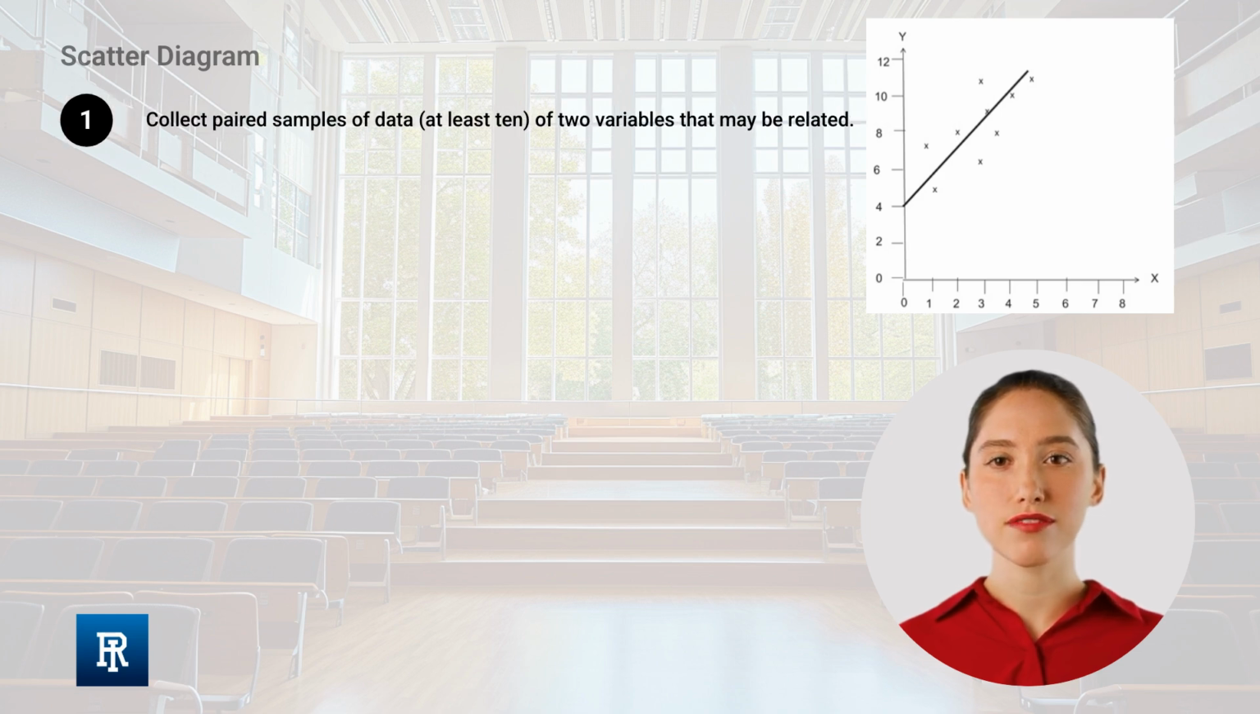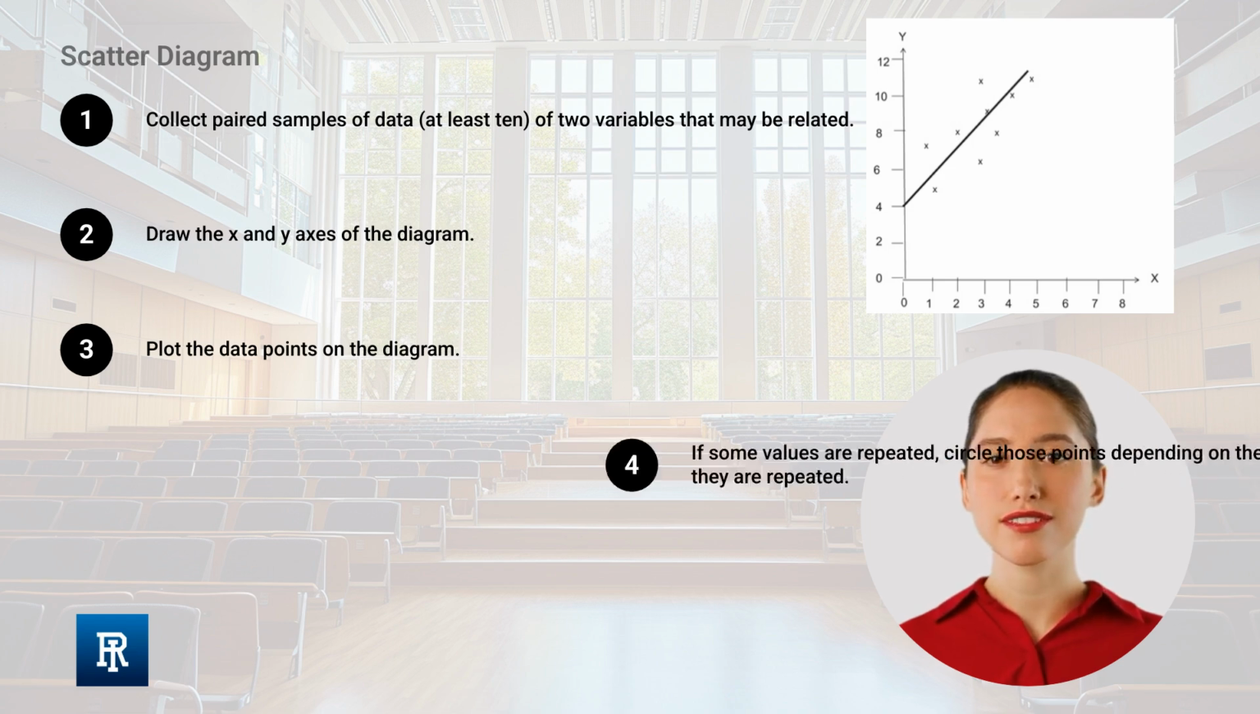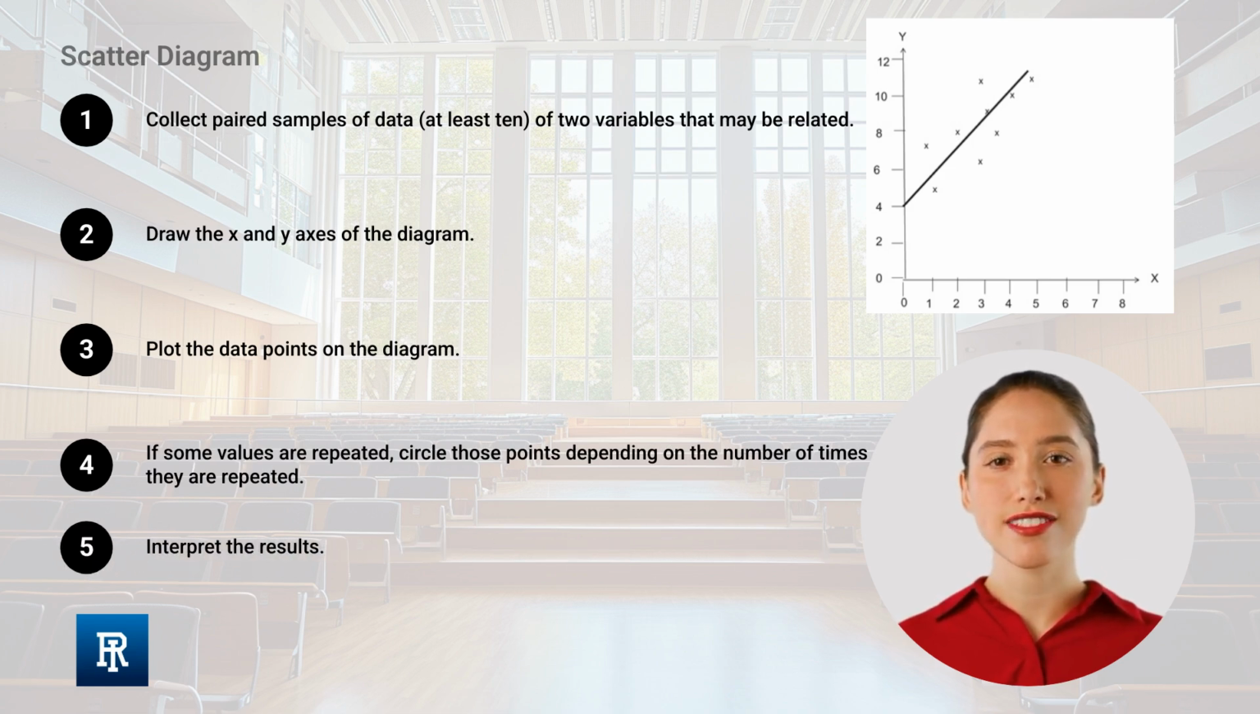Collect paired samples of data of 2 variables that may be related. Draw the x and y axes of the diagram. Plot the data points on the diagram. If some values are repeated, circle those points depending on the number of times they are repeated. Interpret the results. The scatter diagram does not predict cause and effect relationships.